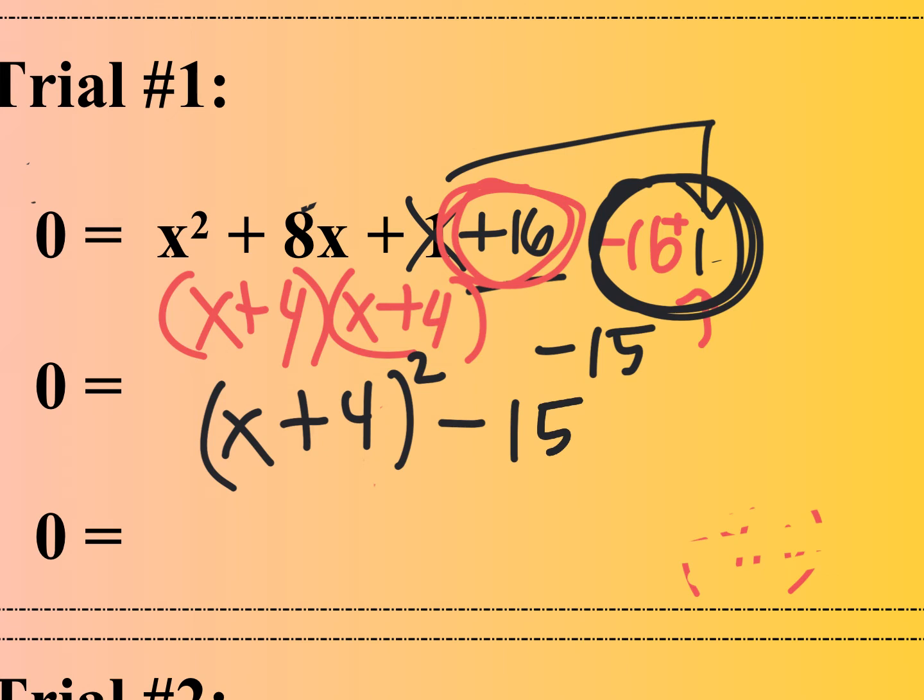And that tells me my vertex. My vertex would be negative 4, negative 15. I did what's called complete the square, and I found the vertex.